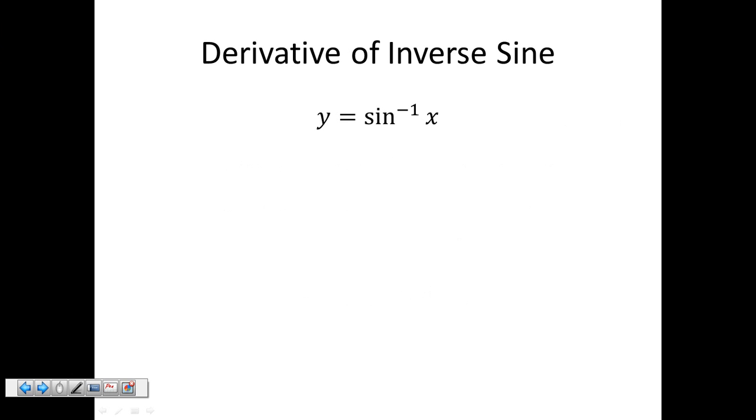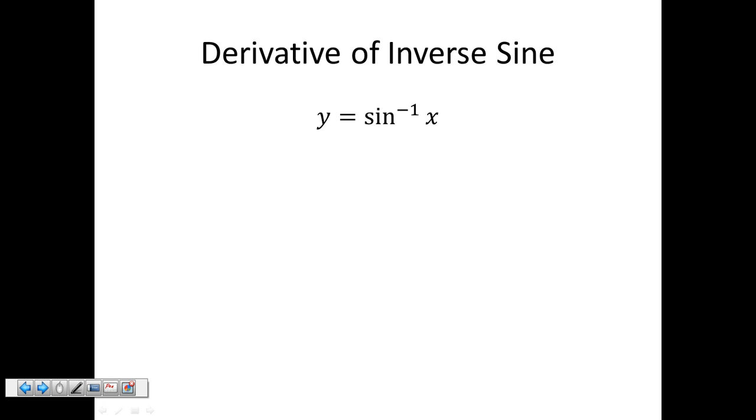Now let's use this method of implicit differentiation in order to find out what the derivative of an inverse sine is. So when we say y equals sine inverse x, you might be going, well, why do we have to use implicit differentiation? This is solved for y. Well, we don't know how to take the derivative of an inverse sine yet, so I can't just do that.